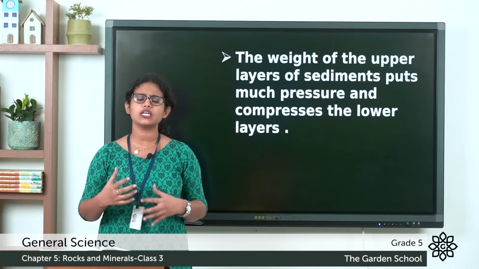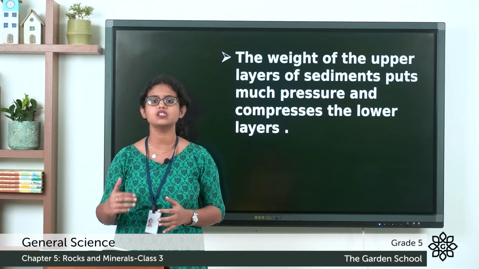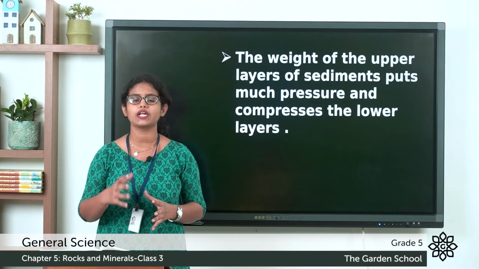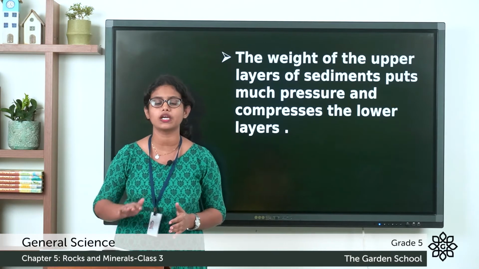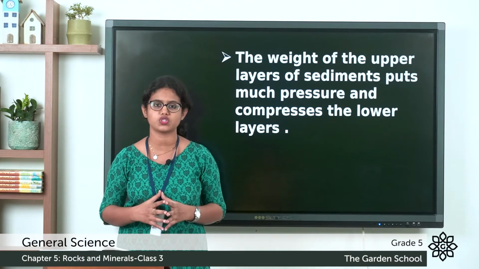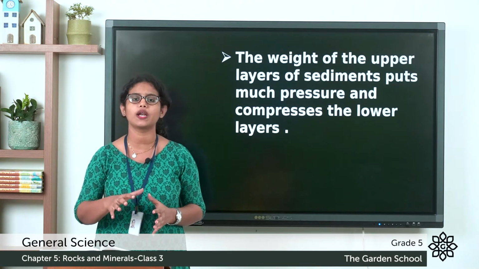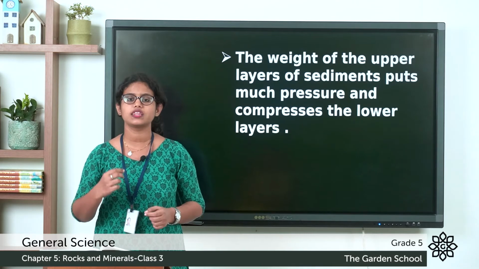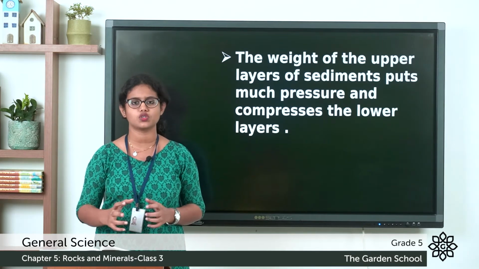So after years passed, more and more layers formed. As more and more layers formed, these layers pressed down the lower layer. Then what happened after that? Because of the continuous pressure upon the lower layer, this hardens into rocks. Those rocks are called the sedimentary rocks.